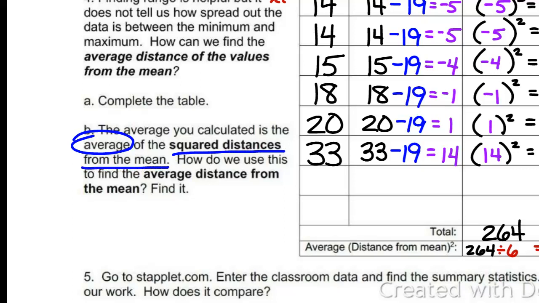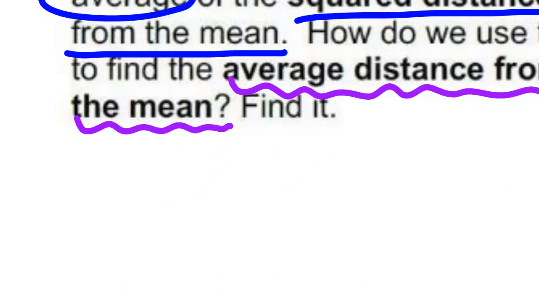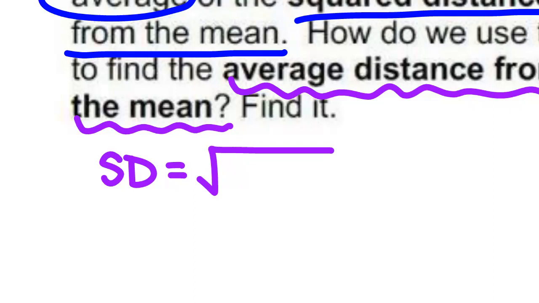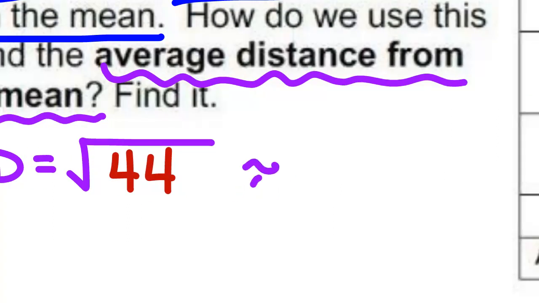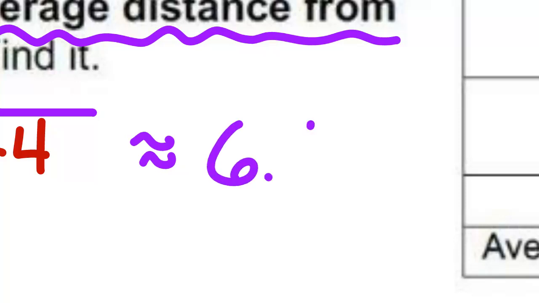How do we use this to find the average distance from the mean? What did we do to each of those values? Squared them. So what do you think I need to do at the end? Square root. So my standard deviation, I'm going to do the square root of 44. And I got about 6.63.